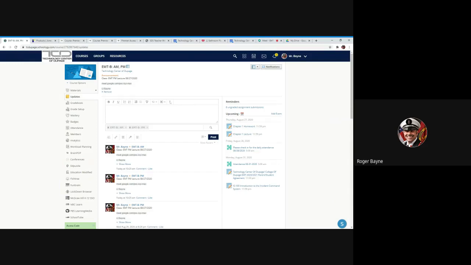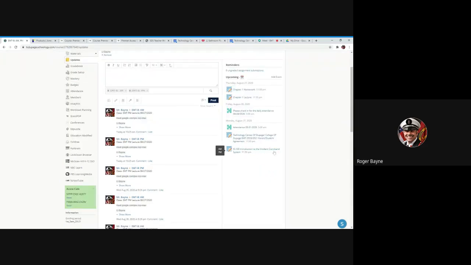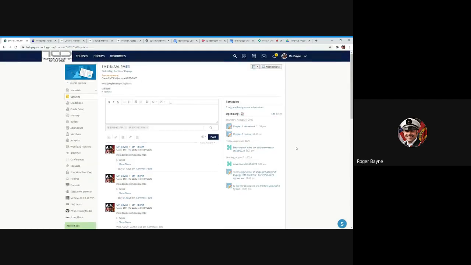So if you can get that done between now and over the weekend, get that signed and turned back to me. You see Lieutenant Donnelly put down here ISO 100 Instant Command System. It's a not graded assignment. It's an assignment that is good to know, nice to know information. But again, that's an assignment that is not graded. There's no grade for that.